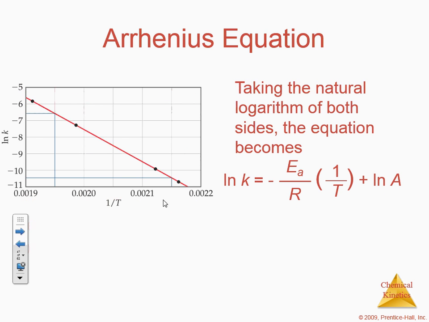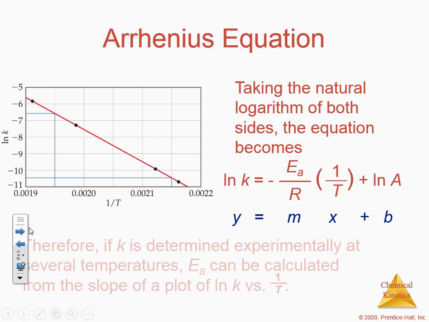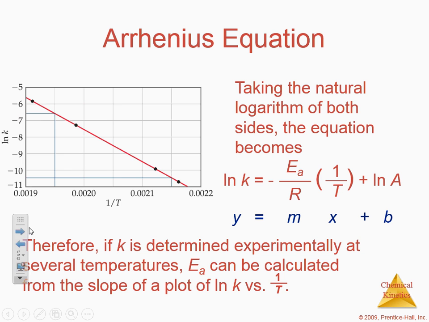Now, since we're dealing with the beautiful world of mathematics, we can rearrange this equation. The natural log of K is equal to negative EA over R times 1 over T, plus the natural log of A. That lines up with y equals mx plus b. We have a perfectly linear equation. Therefore, if K is determined experimentally at several temperatures, we can calculate EA from the slope.